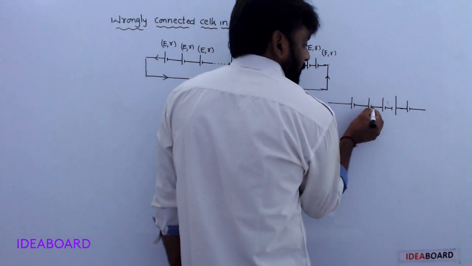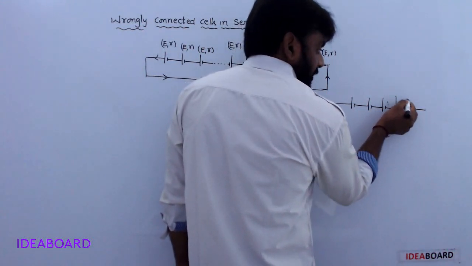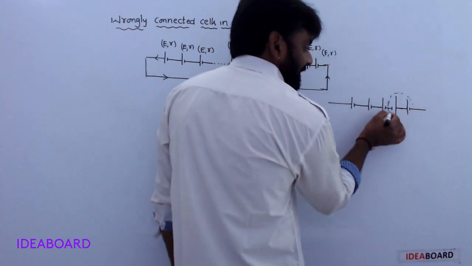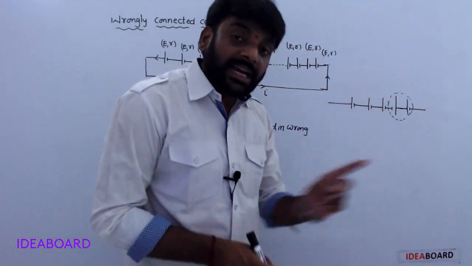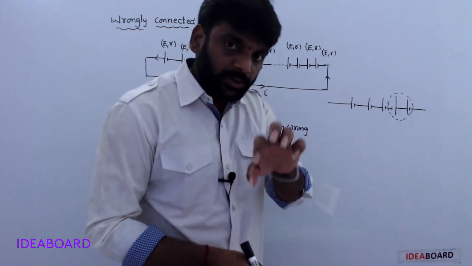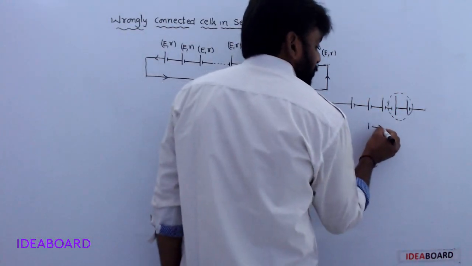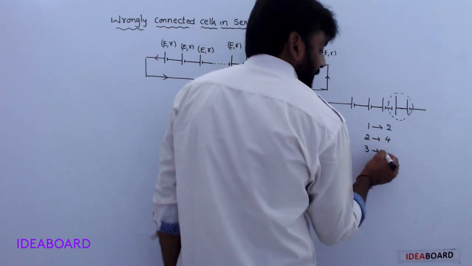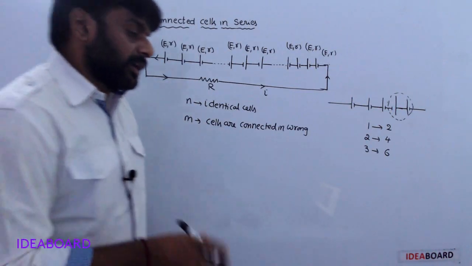See, negative, positive, negative, positive. Here negative, negative, positive, as well positive. One cell connected in the wrong way means how many cells are damaged here? Two cells are damaged. Understood? So one cell connected wrongly means two cells, two cells connected wrongly means four cells, three cells connected wrongly means six are in the wrong way.